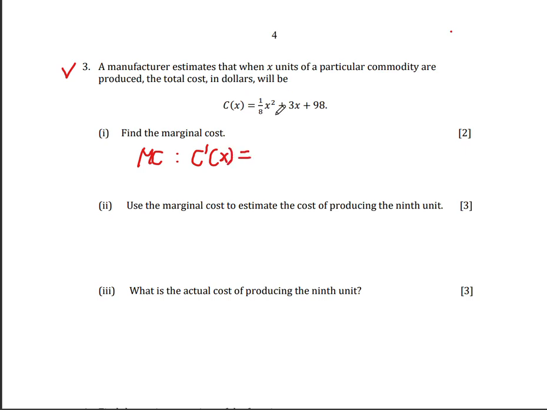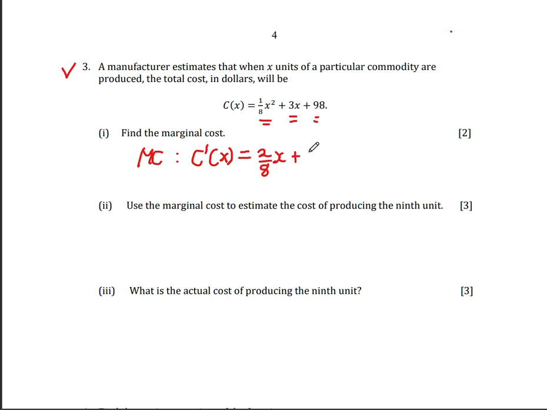When we differentiate this function, we're going to have to differentiate one term at a time. Firstly, 1/8 X squared, then 3X, and then 98. When we differentiate 1/8 X squared, we will use the power rule, so that the power of 2 comes down to the front and multiplies by 1/8. When we multiply 2 by 1/8, we get 2/8. X will take 1 from the power of 2, leaving us with X. So this will just be 2/8 X plus.